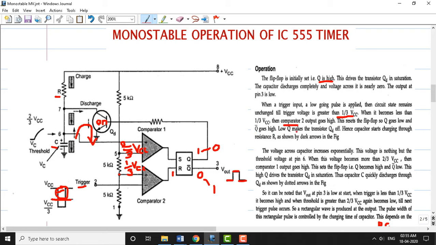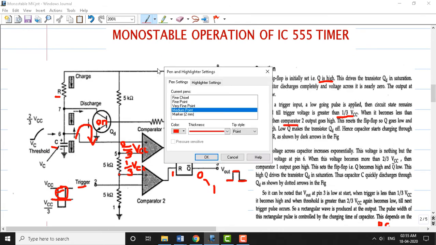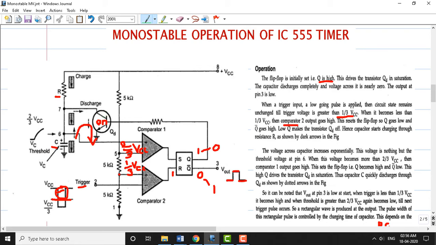So low Q makes the transistor QD off. Now if you look back here, the low value of Q makes transistor QD turn off here. So this transistor is now off, because we are getting Q as 0 here. Once this transistor turns off, the capacitor which is connected here will get disconnected from the ground. Now it starts charging via this supply. So the capacitor charging path is like this. It charges now. So this is the charging path of the capacitor.